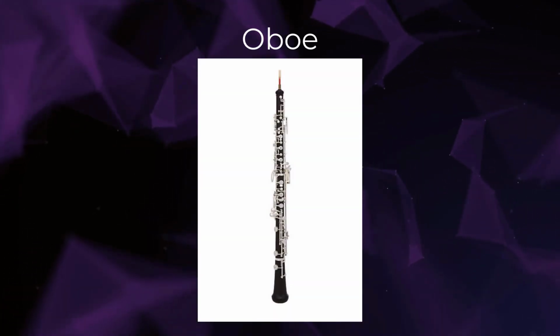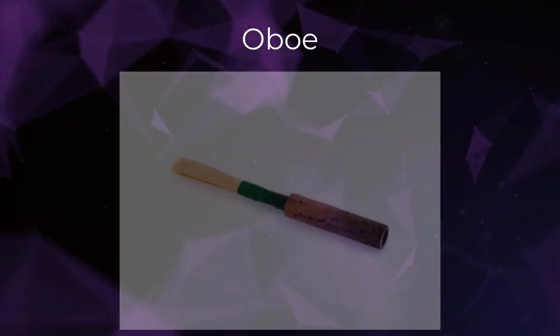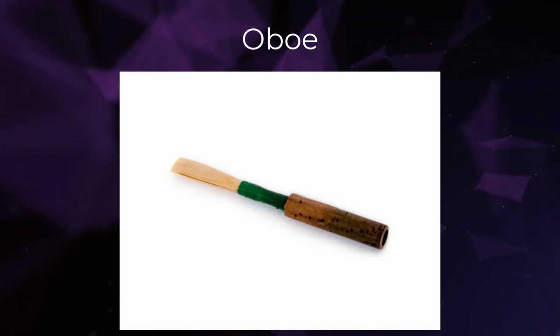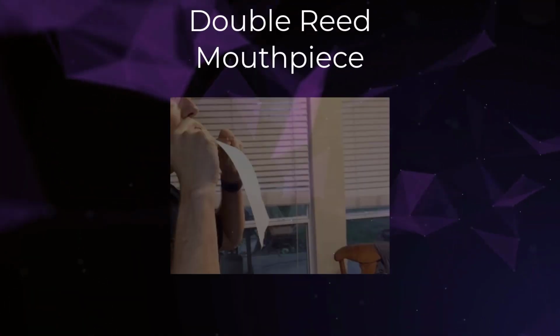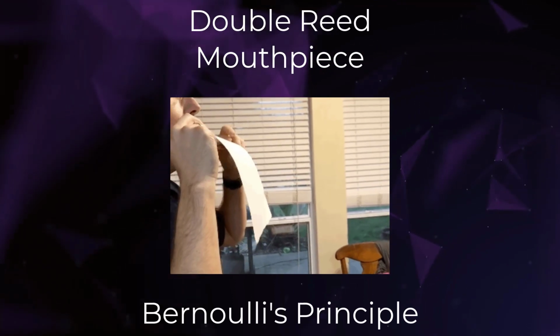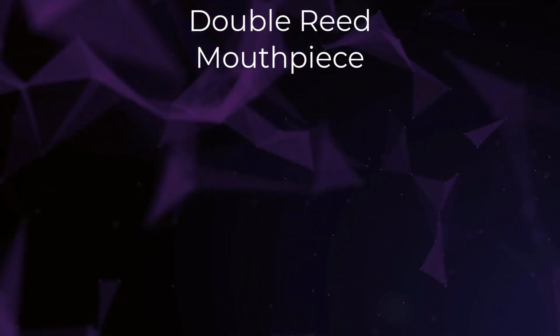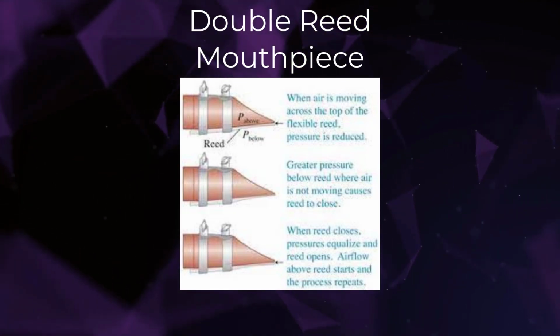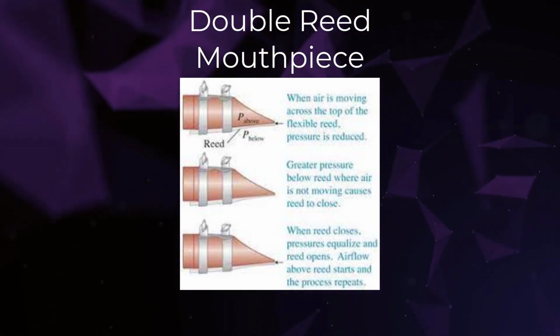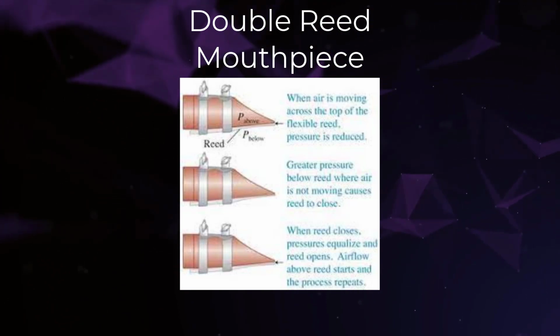The oboe does not have a mouthpiece like the flute or piccolo, but sounds instead using a double reed mouthpiece. This works as a product of Bernoulli's principle, which you can observe by blowing air between 2 sheets of paper. The air creates a vacuum behind it that brings the reeds together, creating vibration and thus sound.